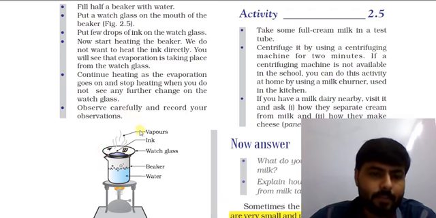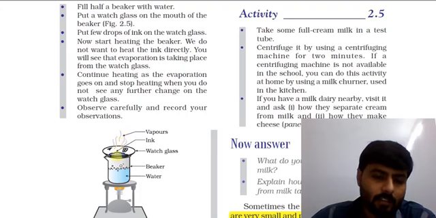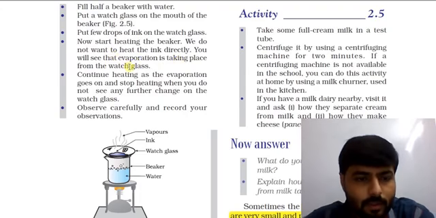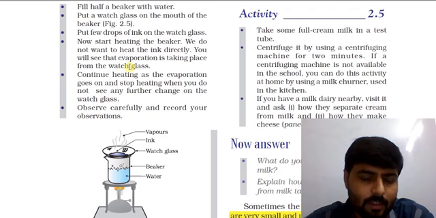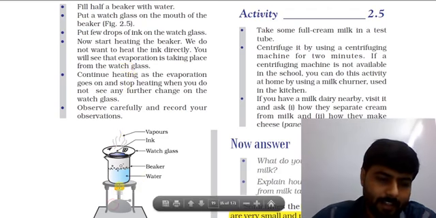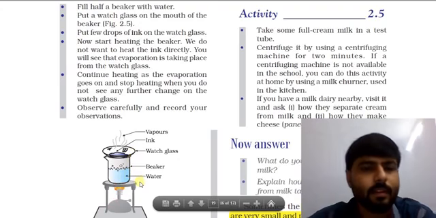Put a few drops of ink on a watch glass. Now we put a few drops of ink in the watch glass. Now start heating the beaker. With the help of a burner, we are heating the beaker.